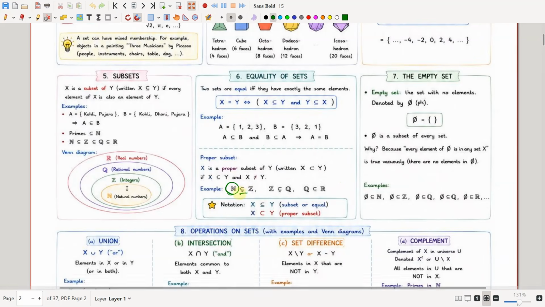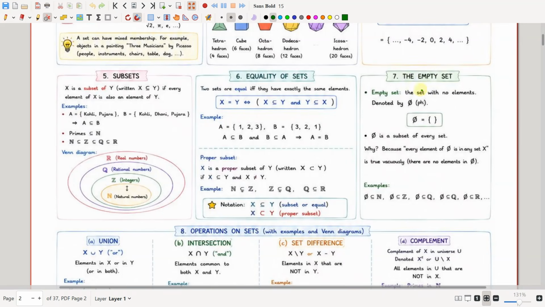So see here, natural numbers is a proper subset of integers. Integers is a proper subset of rational numbers. Rational numbers is a proper subset of real numbers. Okay. So for notation purposes, subset will be represented using this symbol, and the proper subset will be represented by this symbol.